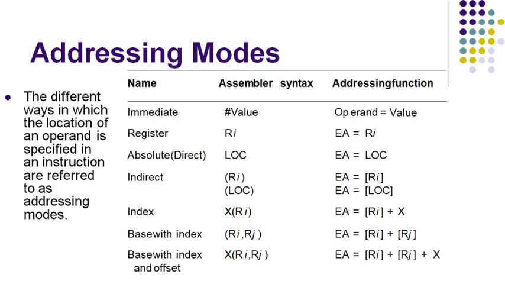Now coming to relative. It is X of PC, same as index addressing. In place of a general purpose register, we are using the program counter here, that is PC. So effective address will be PC plus X, the contents of PC plus displacement. The last two are auto increment, written as Ri in parenthesis followed by a plus, where the effective address will be equal to Ri initially and then the value of Ri is incremented. In case of auto decrement, it is represented as minus into parenthesis Ri. So first decrement Ri and then use it as the effective address.